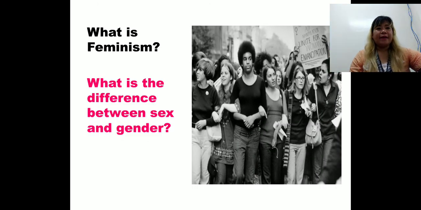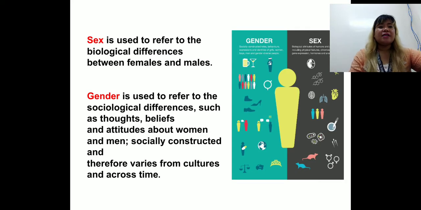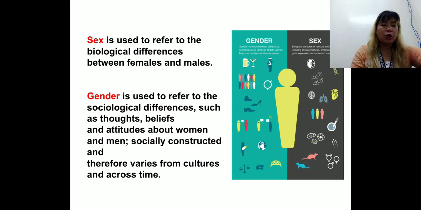So, what is feminism? To understand feminism, you have to know the difference between sex and gender. It is a common term for us, but sometimes we fail to differentiate between sex and gender. So, sex is used to refer to the biological differences between females and males. These are the biological features that we have, for example, our sex organs, penis and vagina, and then the X and Y chromosomes, and our internal organs.